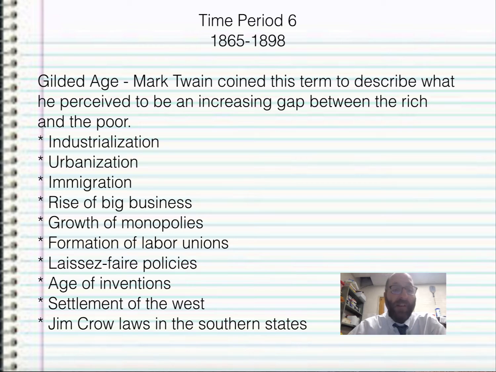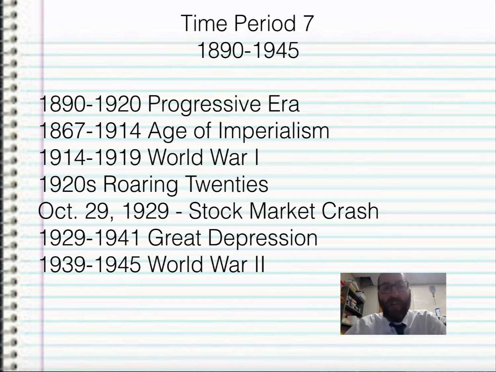We also see a lot of inventions during this time period, Alexander Graham Bell being one of them. And then most of that is in the northeastern part of the country. We also will see settlement of the West. The Homestead Act gives people free land out west. And then in the South, they are dealing with Jim Crow laws, segregation that will be legal in this country until 1954.